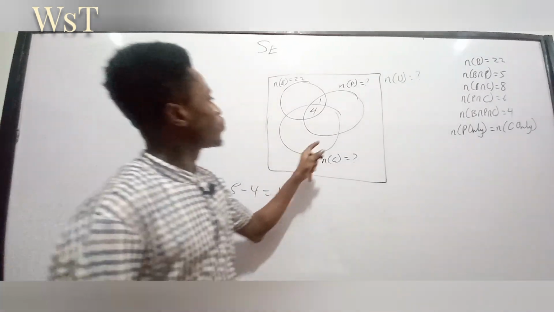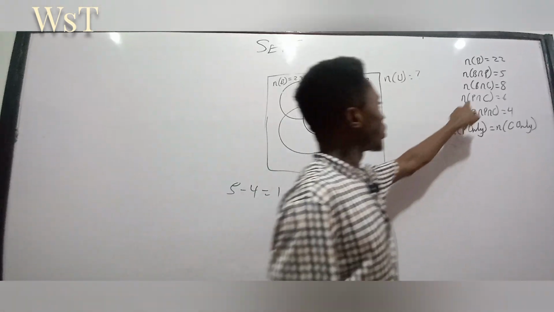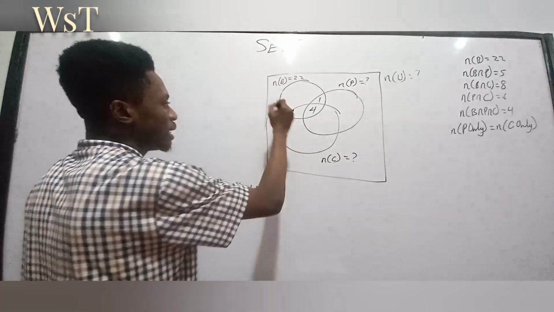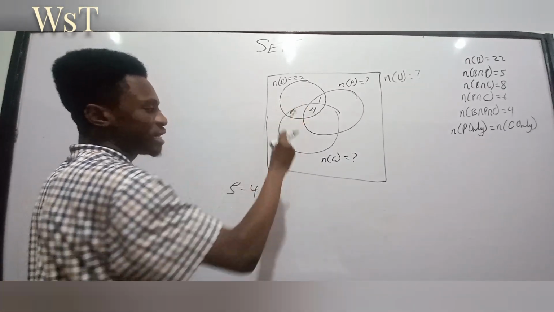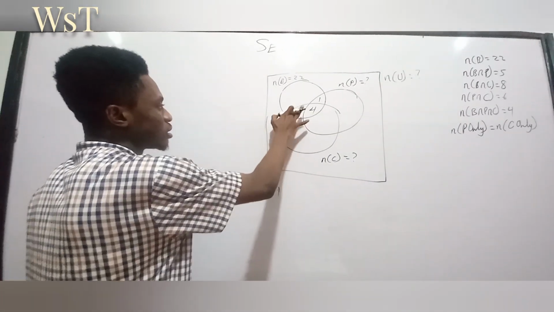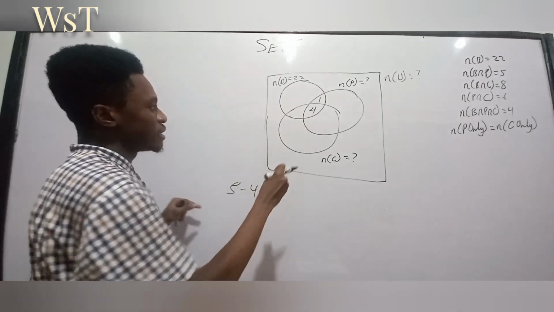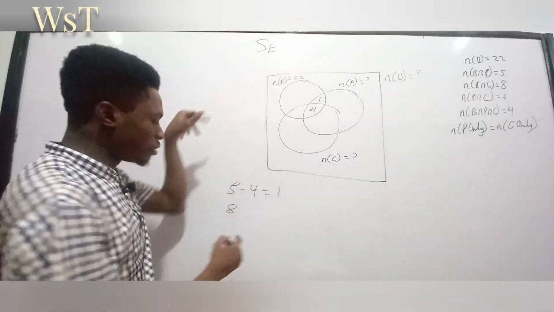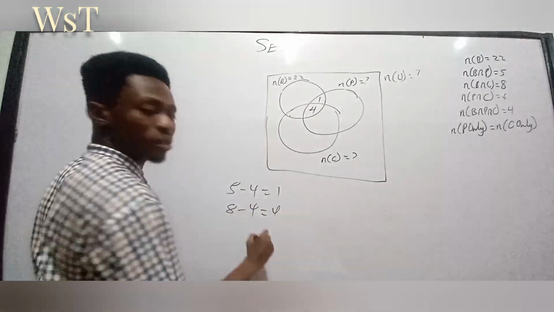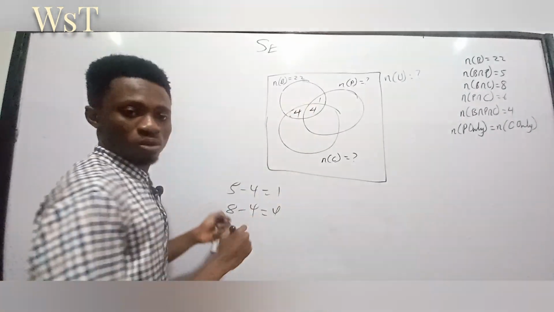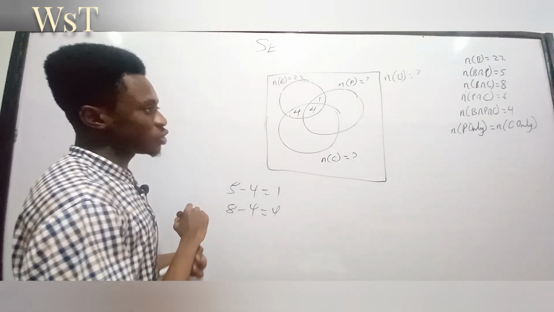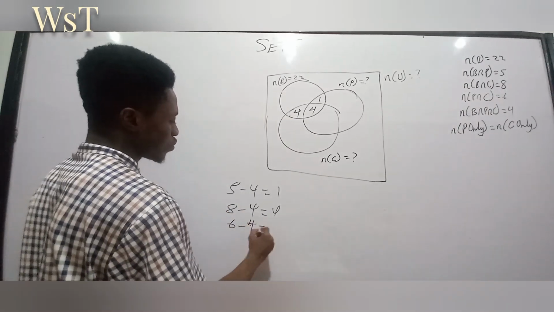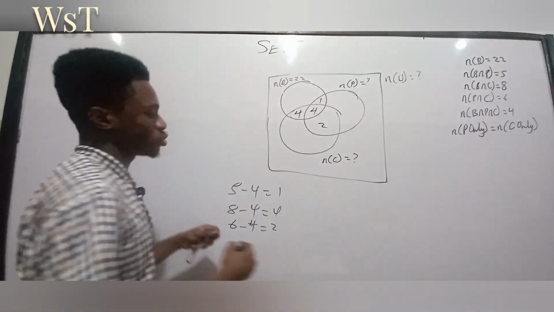Okay? So biology and chemistry is what? 8. So here we assume it is 8, but we don't write the 8. We know that it is 8, but since 4 are reading 3 subjects, we subtract those 4 people, then we'll be left with 4. So here will be 4. And the last one is what? 6. So it will be 6 minus 4, which is 2. So here becomes 2.